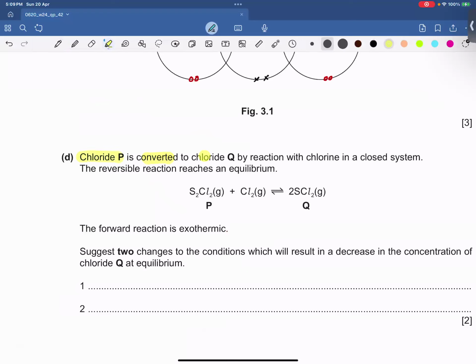Chloride T is converted into chloride Q by the reaction with chlorine in a closed system. The reversible reaction reaches an equilibrium. The forward reaction is exothermic. If the forward reaction is exothermic, that means delta H must be negative. Okay.